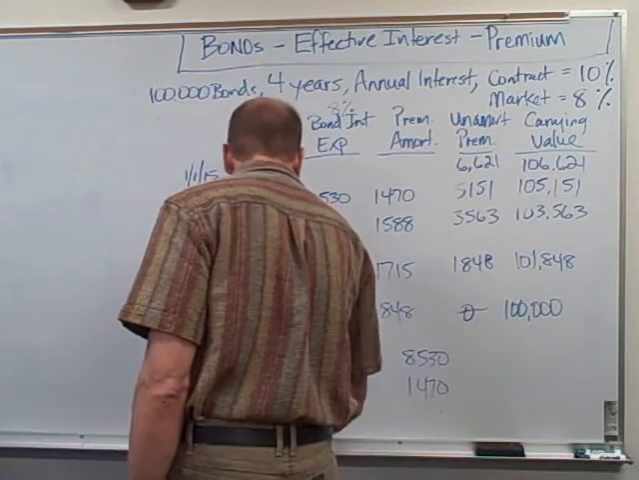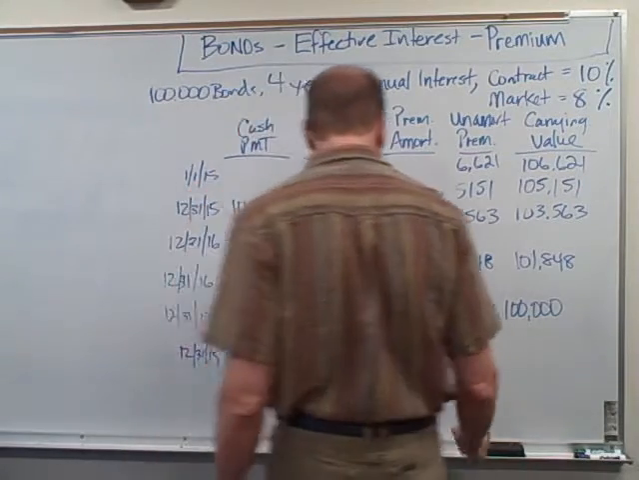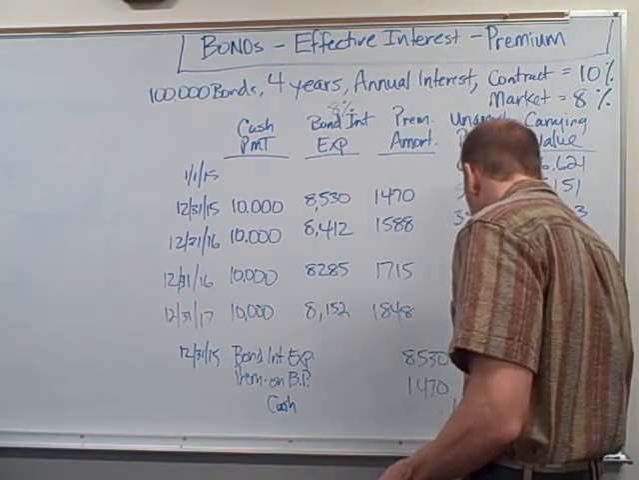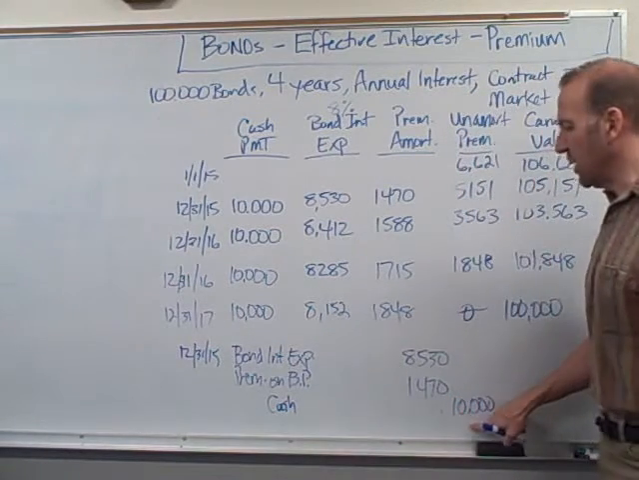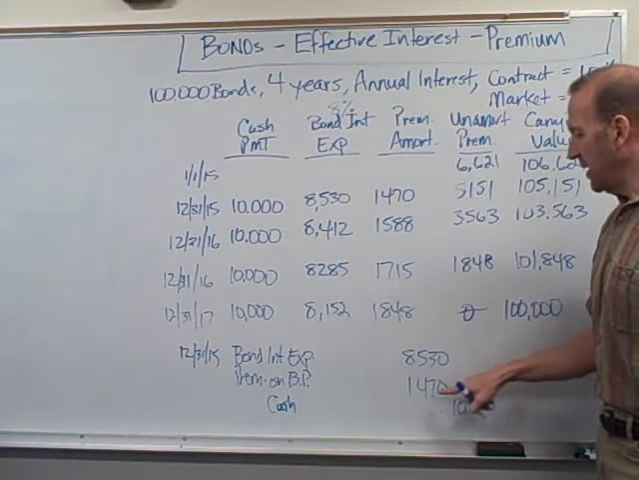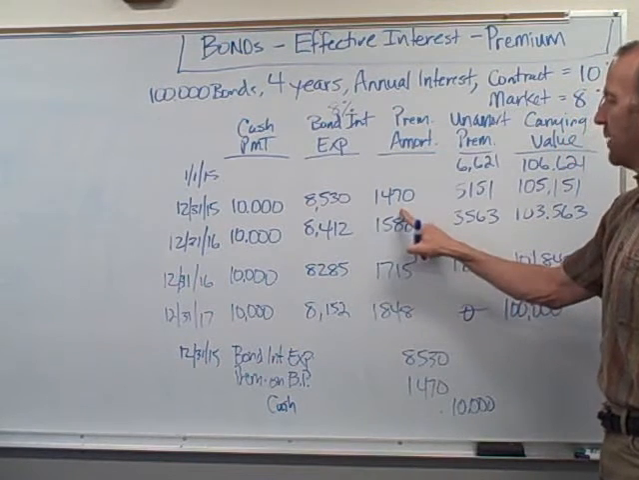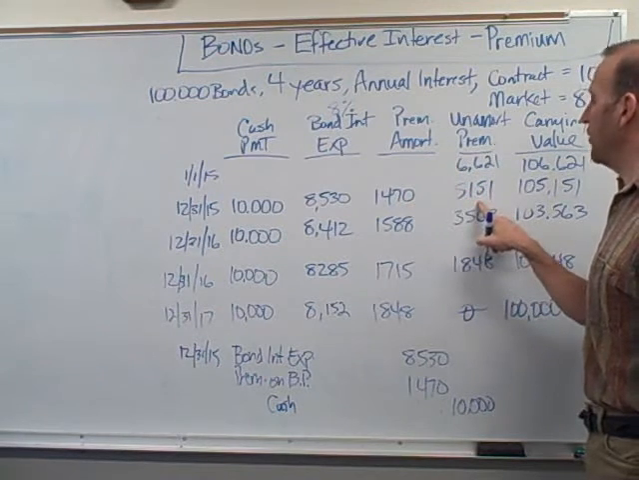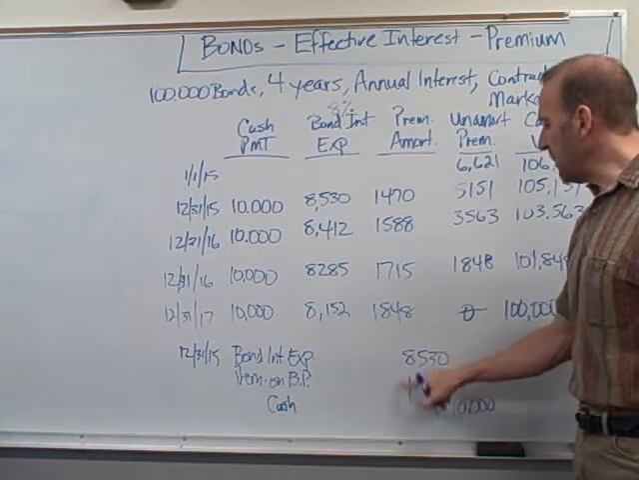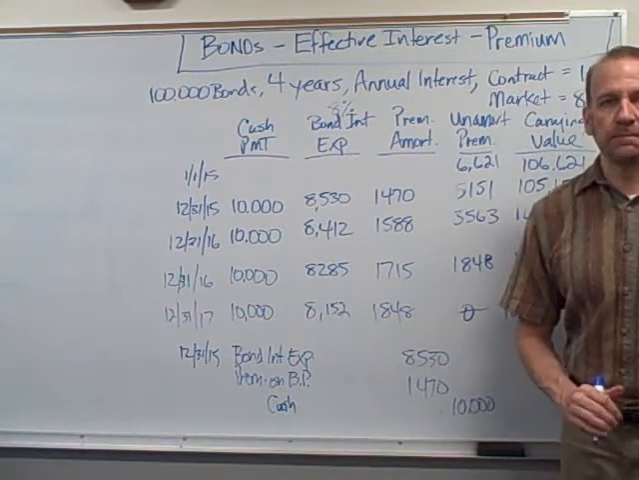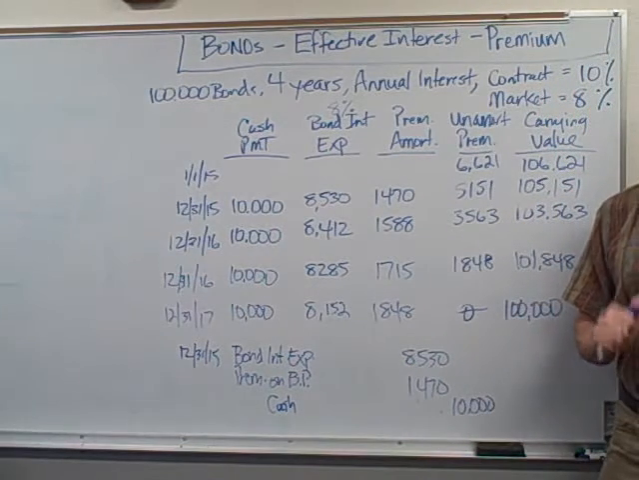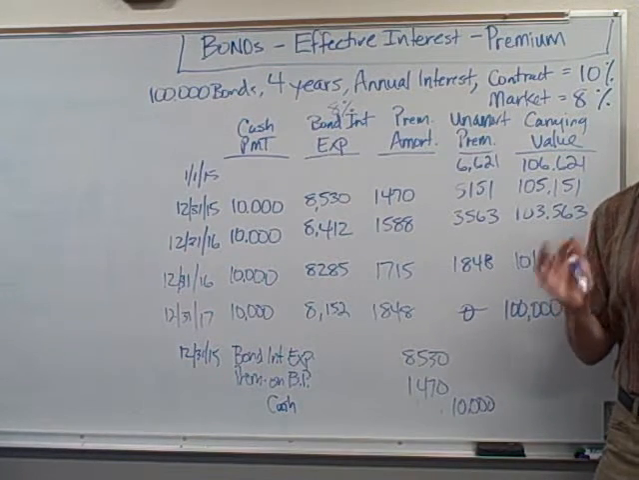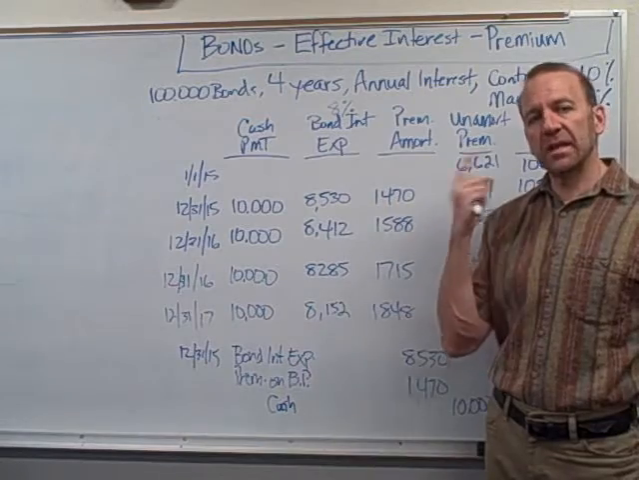And then the actual cash that's going to get paid to the investors, the buyers of the bonds, is going to be 10,000. So cash of 10,000 will go out of the corporation. We have this much expense, and this is how much we're using of the premium. That's why the premium goes from 6,621 down to 5,151, because we're using up part of it on our interest payment. All right, this is confusing, I know. You have to keep going through this over and over again, because it does make sense. You just got to get it into your brain.